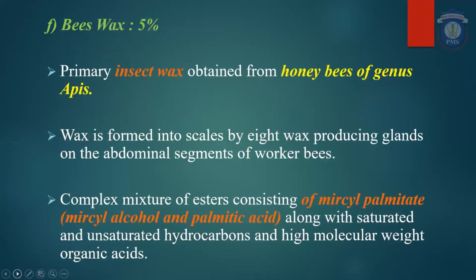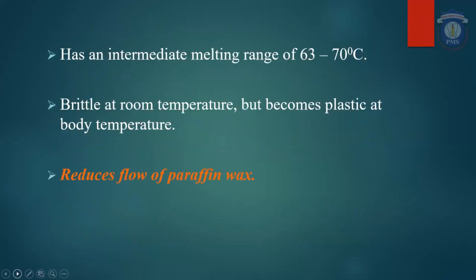Okay. Then we have beeswax that is added in minor quantities. It is an insect wax that is obtained from the honeybees of the genus Apis. The wax is formed into scales by 8 wax producing glands on the abdominal segments of the worker bees. It is a complex mixture of esters consisting of myricyl palmitate, that is myricyl alcohol and palmitic acid, that is when we are getting the ester, along with saturated and unsaturated hydrocarbons and high molecular weight organic acids. It has an intermediate melting range of 63 to 70 degrees Celsius, and it is brittle at room temperature but becomes plastic at body temperature. It reduces the flow of paraffin wax.